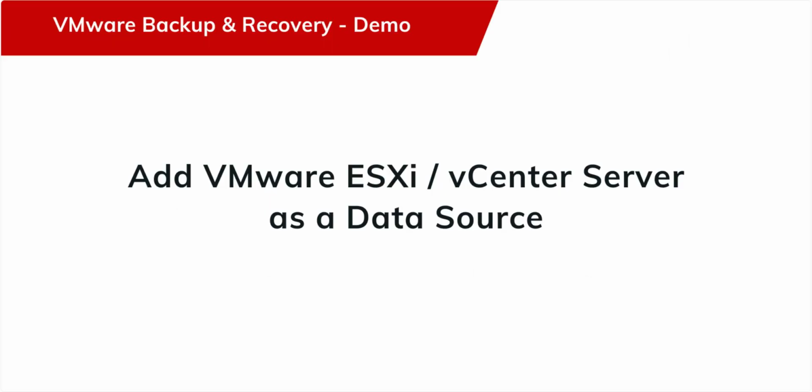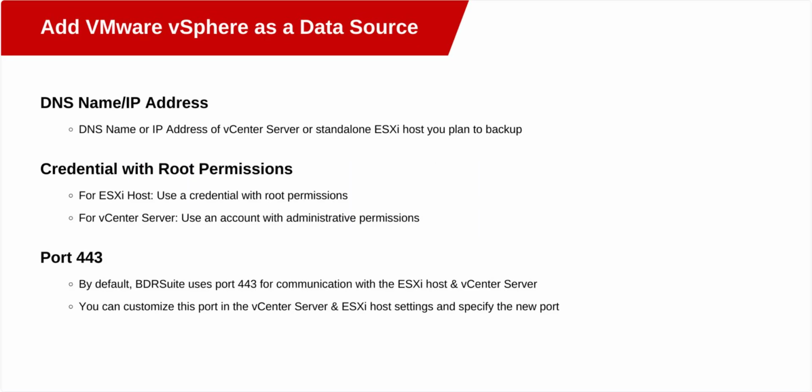Next, let us start with adding the VMware hosts for backup. Let's start with the prerequisites. You'll need the DNS name or IP address of the vCenter server or standalone ESXi host you want to back up. If you're adding an ESXi host, make sure you have credentials with root permissions. And if you're adding a vCenter server, you'll need an account with administrative permissions. By default, BDRSuite uses port 443.